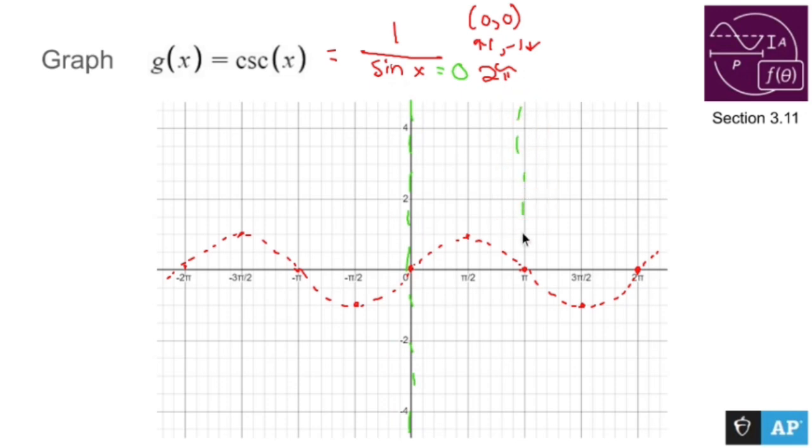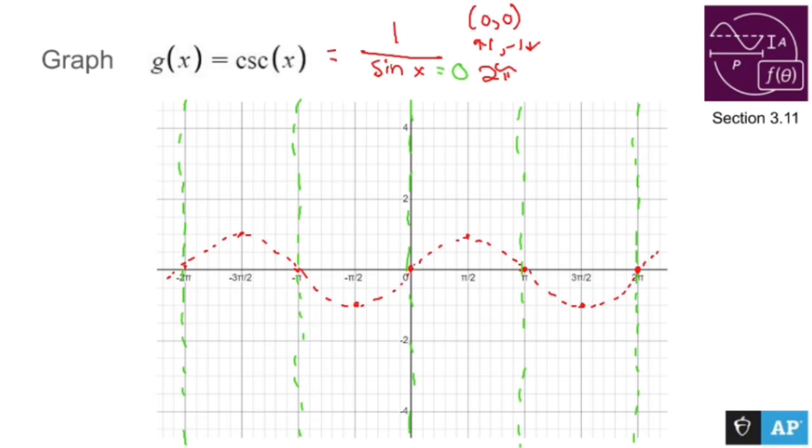So you are a vertical asymptote, because sine x equals 0 at these moments. So vertical asymptotes here where it crosses the x-axis, and vertical asymptote here where it crosses the x-axis.